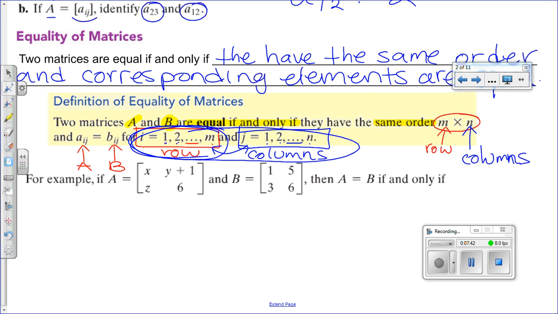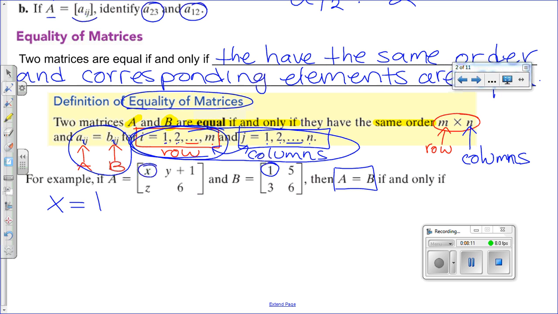Using the definition of the equality of matrices, we're going to compare the elements that have the same dimensions, where the I and J are the same. So, what that means is that X is in first row, first column, and so is 1. And so what we can say here is that X must be equal to 1. For matrices A and B to be equal, that will be if and only if every single entry with the same dimension, with the same address, same row and column, are equal.